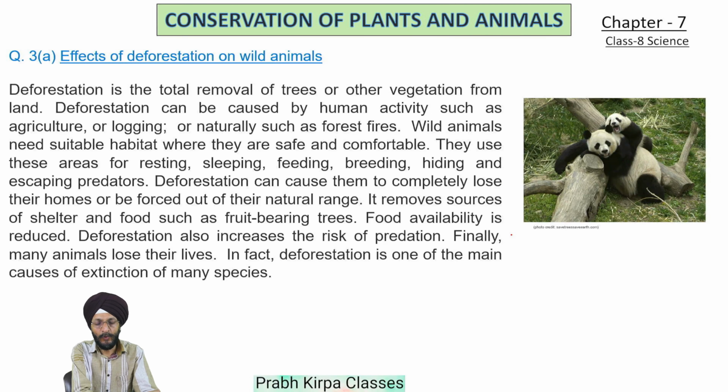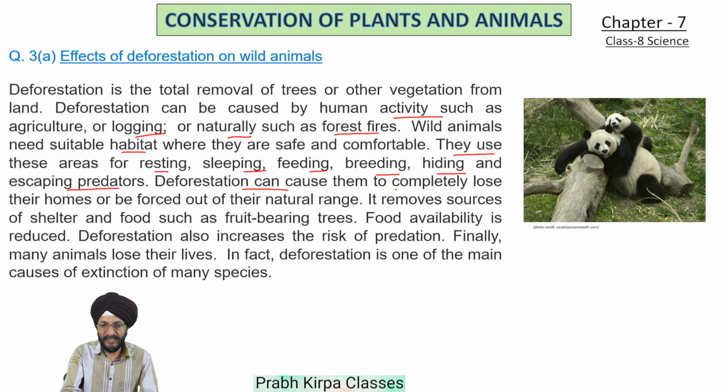Now we will come to the effects of deforestation on wild animals. Deforestation is the removal of trees or other vegetation from land. Deforestation can be caused by human activity such as agriculture or logging, or it may be due to natural reasons such as forest fires. Wild animals need suitable habitat where they are safe and comfortable. They use these areas for resting, sleeping, feeding, breeding, hiding, and escaping predators.